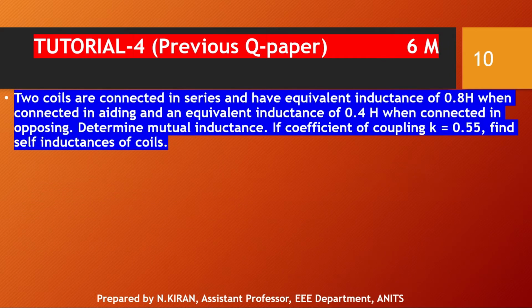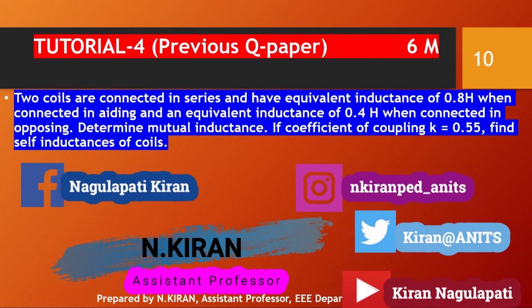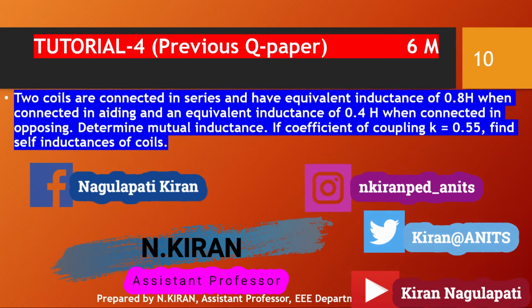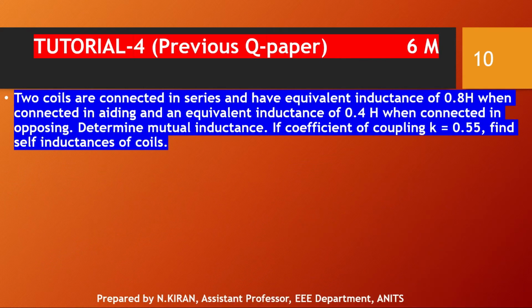So the fourth sum: two coils are connected in series and have an equivalent inductance of 0.8 Henry when connected in aiding and equivalent inductance of 0.4 Henry when connected in opposing. It asks us to find the mutual inductance. If the coefficient of coupling is 0.55, it has asked us to find self inductances of each coil.